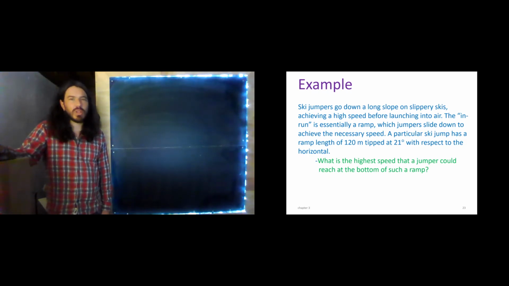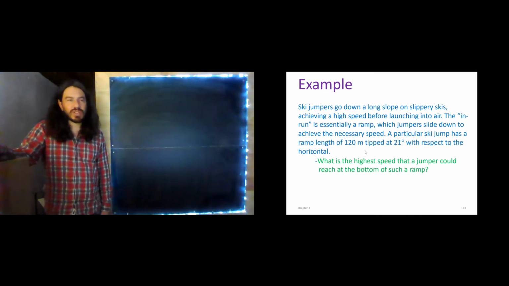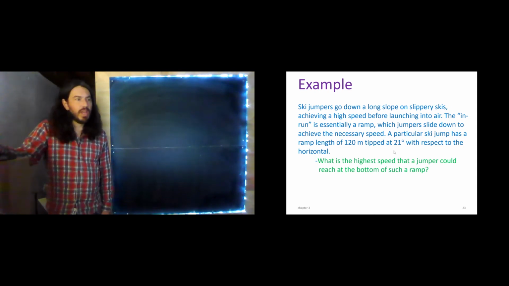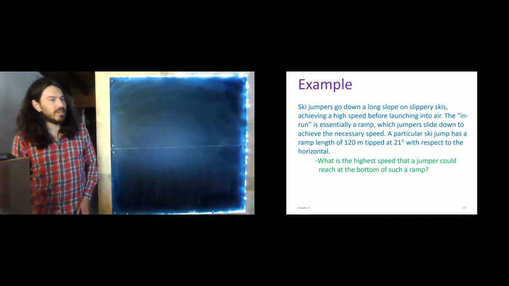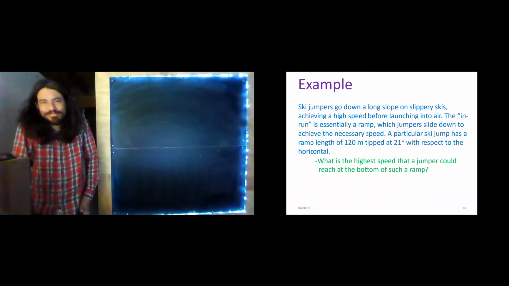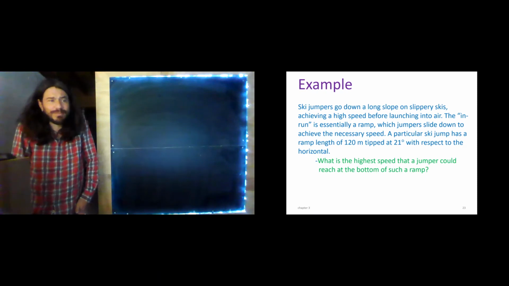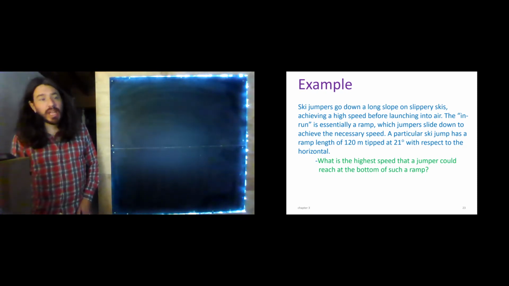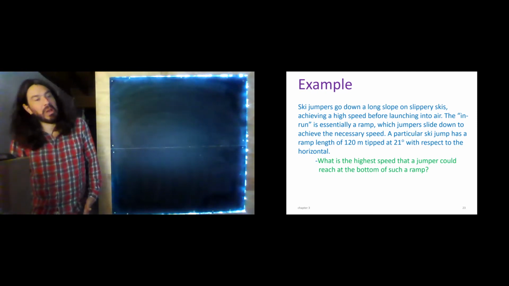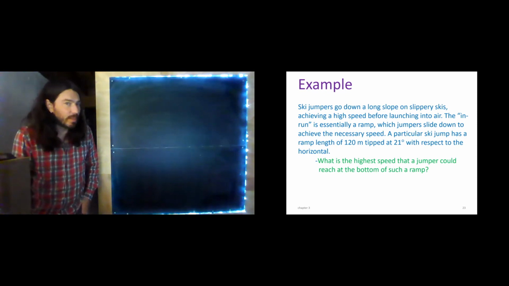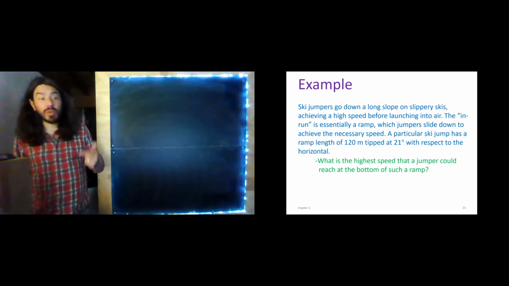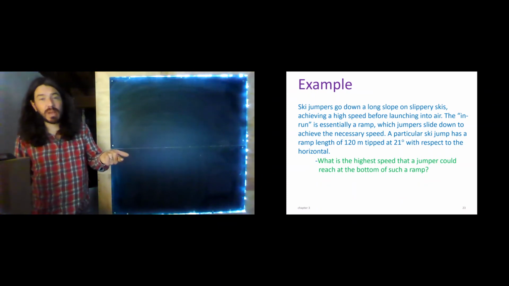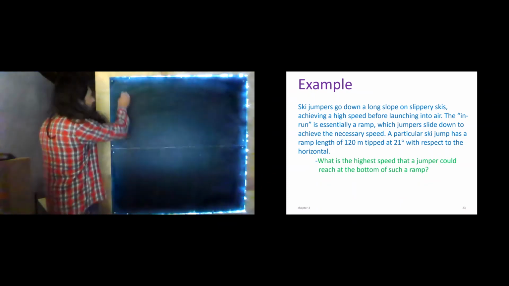Okay, let's go back and read it more slowly and see if we can't transfer some of this information to our piece of paper. Ski jumpers go down a long slope on slippery skis, achieving a high speed before launching into the air. I kind of knew that, bet you did too. The in-run is essentially a ramp which jumpers slide down to achieve the necessary speed. Okay, that's telling us we should treat this like a ramp problem, right? A particular ski jump has a ramp length of 120 meters tipped at 21 degrees with respect to the horizontal. Oh, okay, now we got some action that I should put on my paper.